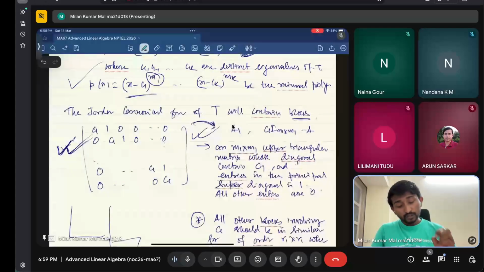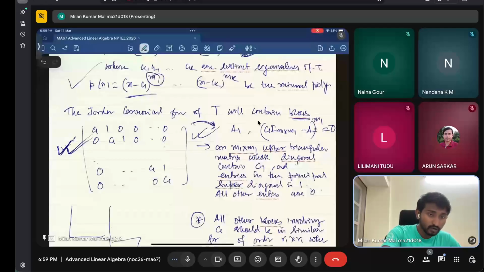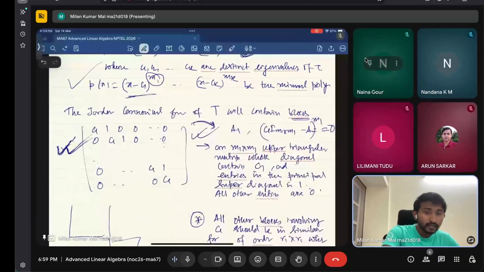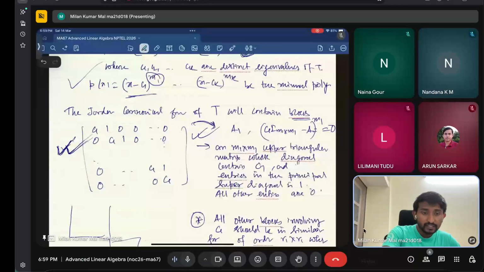Now the most important fact is that if we take this matrix, C1 minus A, and take power M1, that will be 0. But if you take a power less than M1, that need not be 0. In fact, it will not be 0. That is a nilpotent matrix whose nilpotency is actually M1. If you take a power less than M1, then it is not going to be 0. In fact, you can check that specifically.